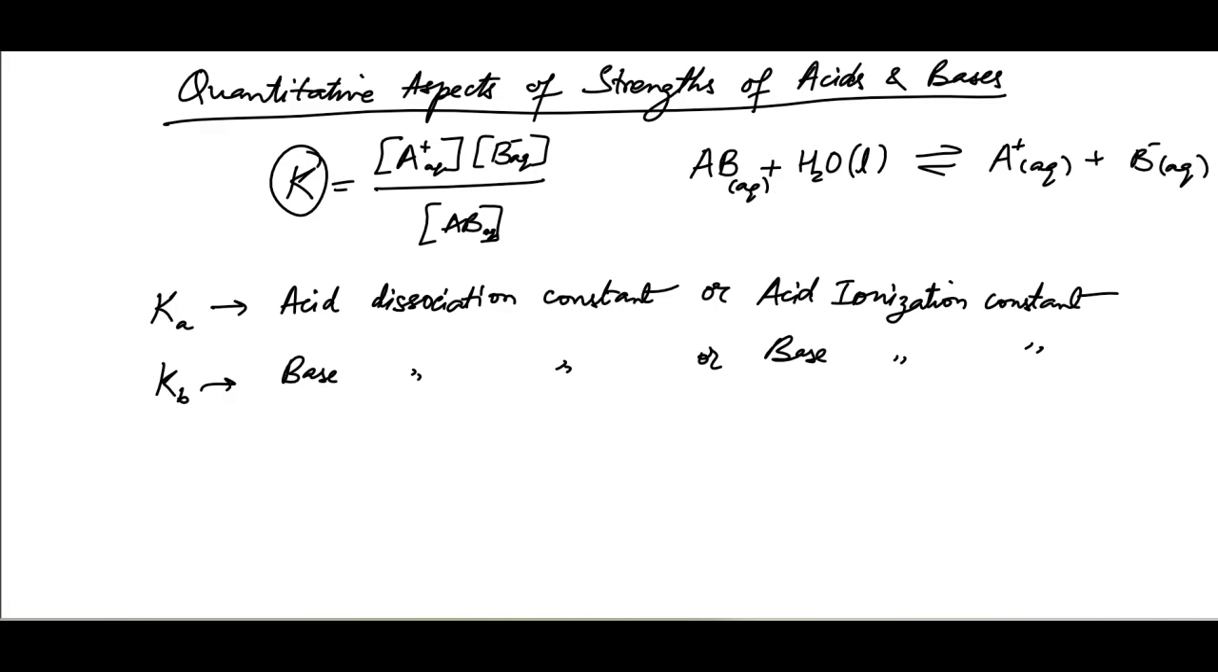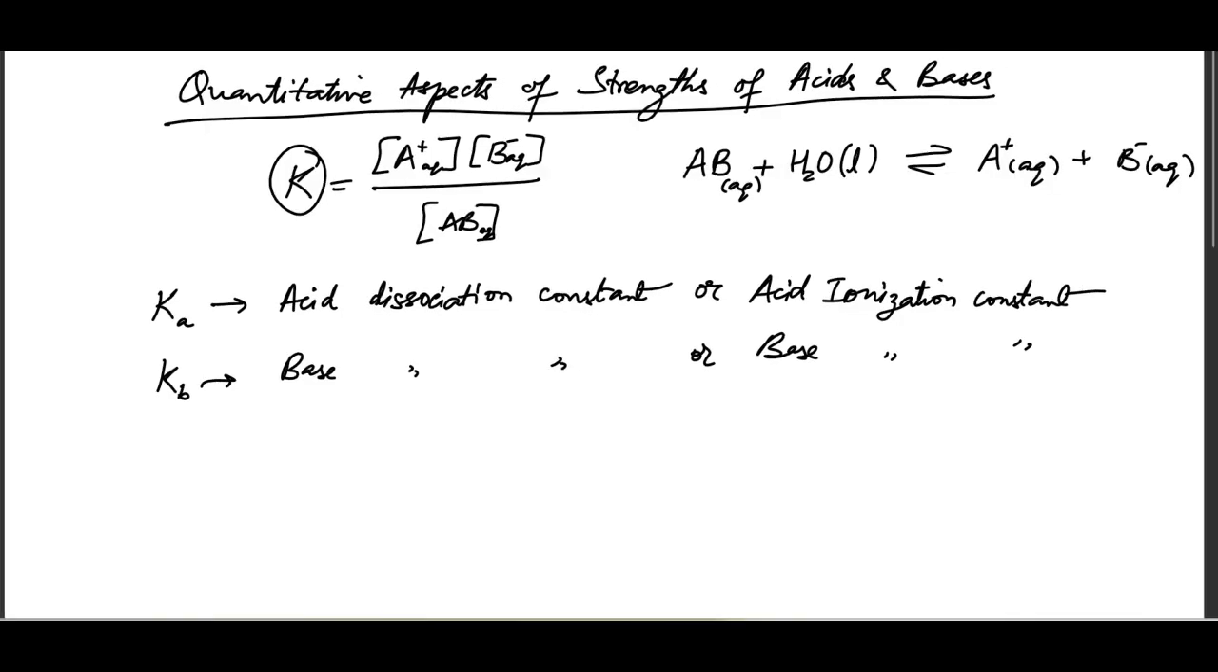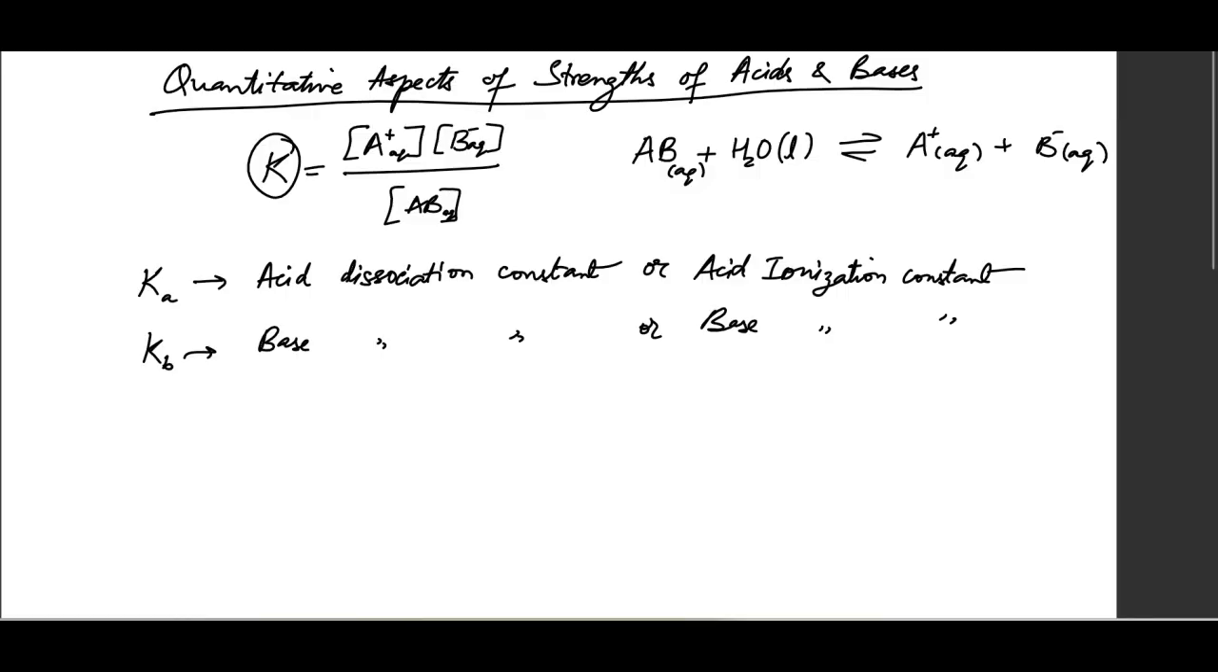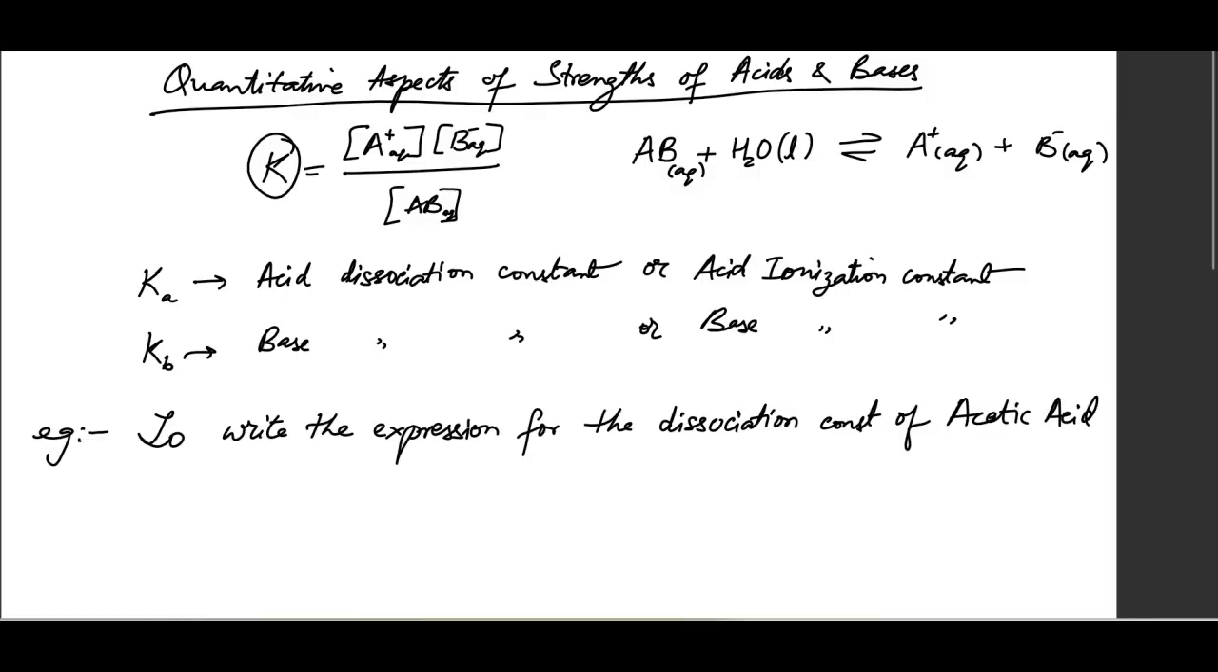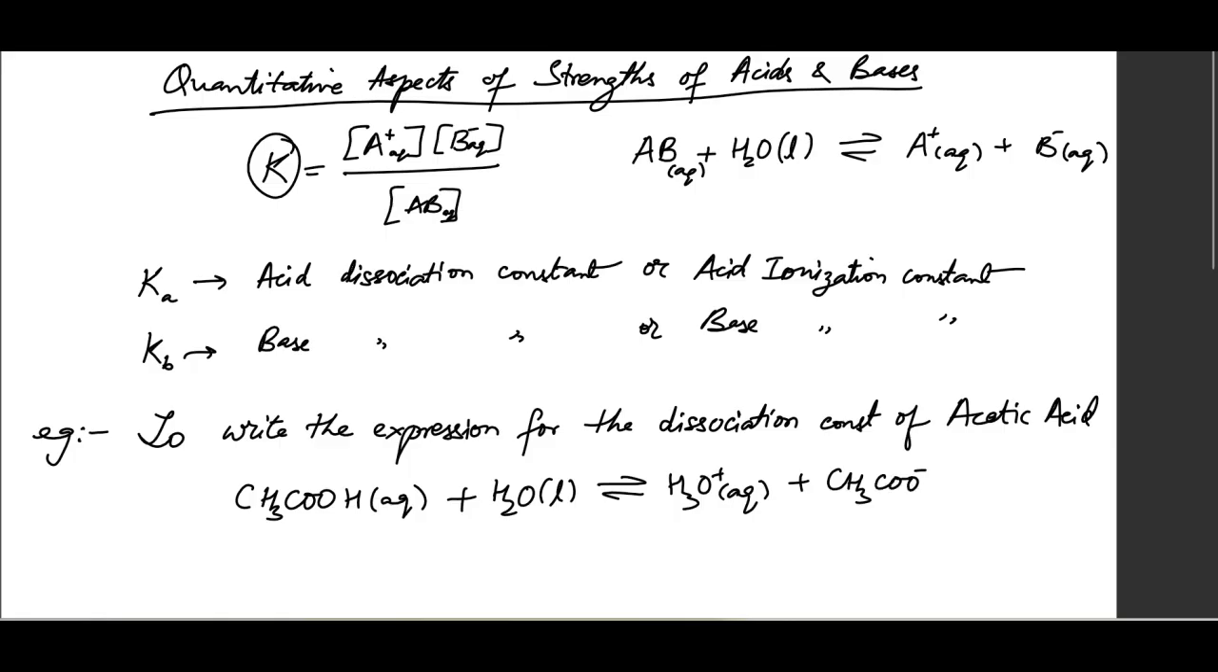We want to understand the expression for the dissociation constant for, let us say, acetic acid. This is one of the questions given as an example in the textbook, so I'm just taking up the same. It's a weak acid, right? So we will write the equation first: CH3COOH aqueous plus H2O liquid, a reversible reaction, giving H3O plus hydronium ion plus CH3COO minus acetate ion.